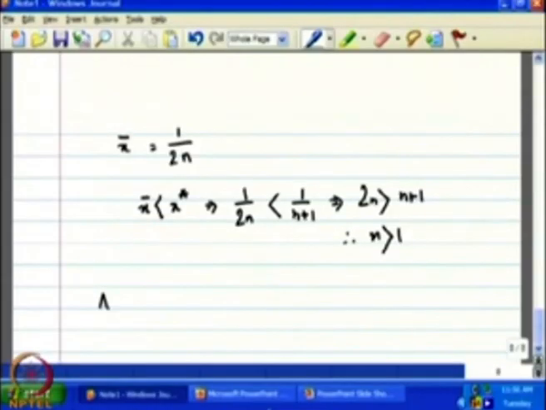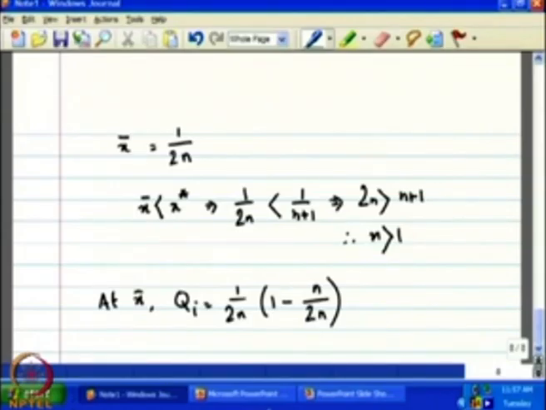Now, if each firm uses 1 divided by 2n, then what is the output level? What is Qi, for example? It is given by xi, that is 1 divided by 2n, multiplied by 1 minus, there are n such firms, each firm is producing 1 divided by 2n, there are n such firms. So, the total output is n divided by 2n.